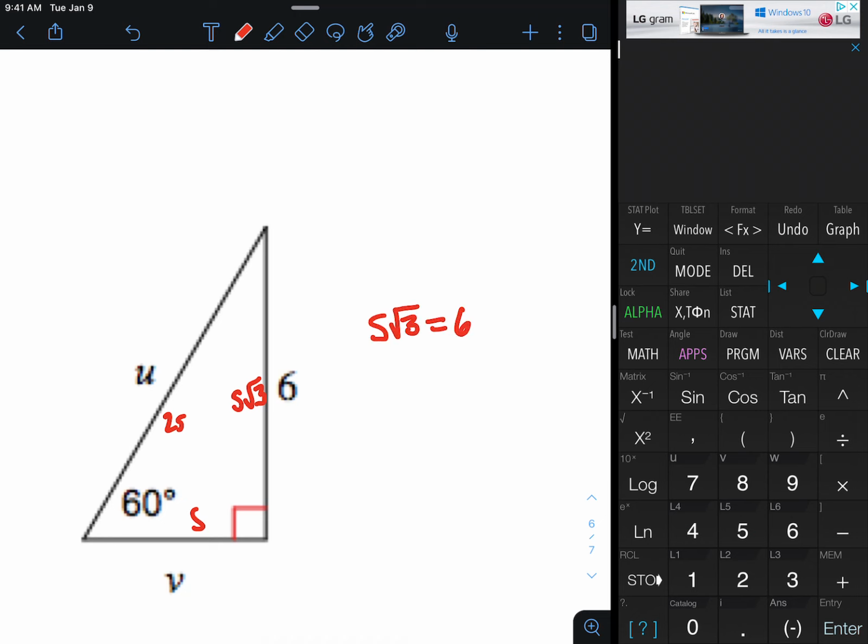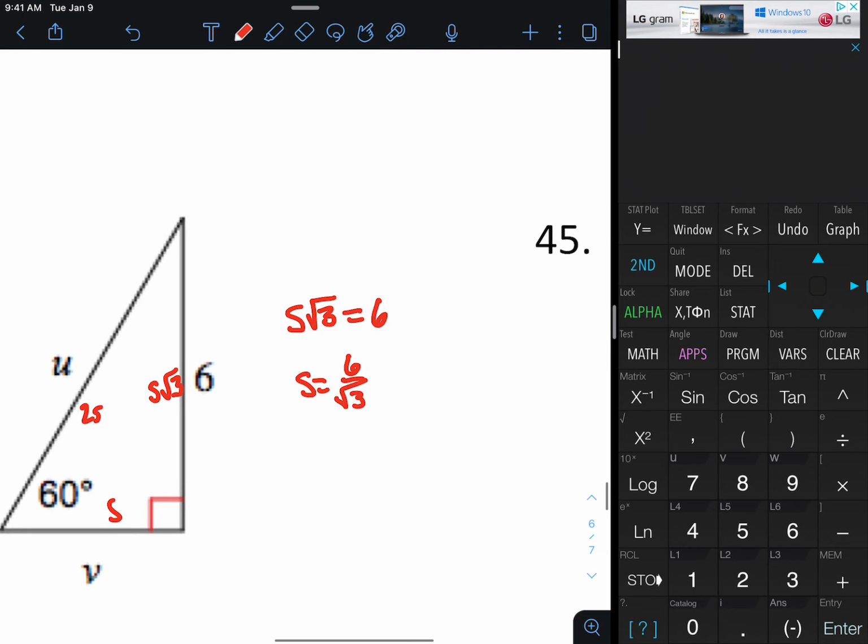And we technically need to get s by itself. So we're going to do that by dividing both sides by √3. And that's going to cancel out the √3 on the left. But on the right-hand side, you're going to have 6 over √3.